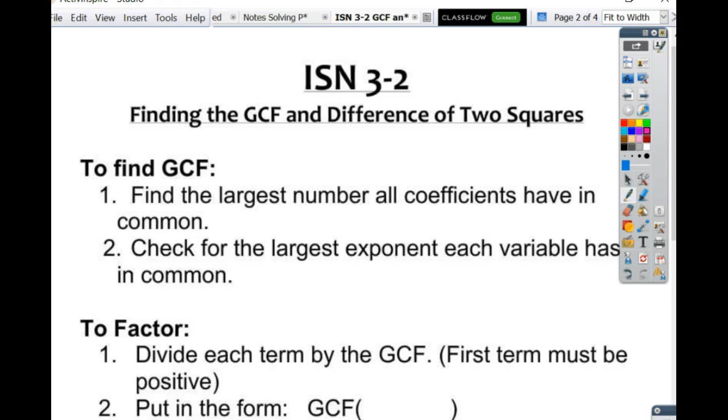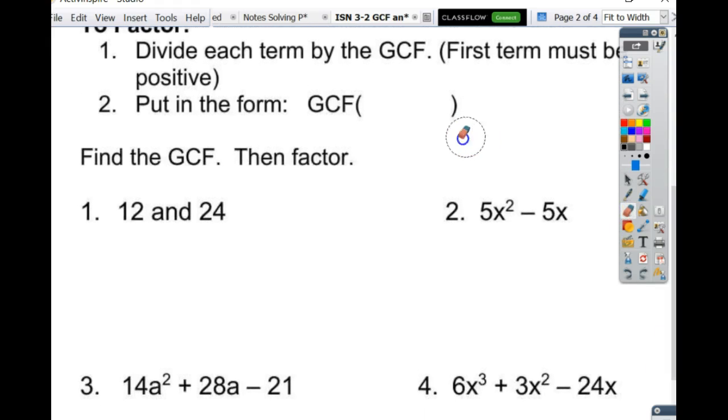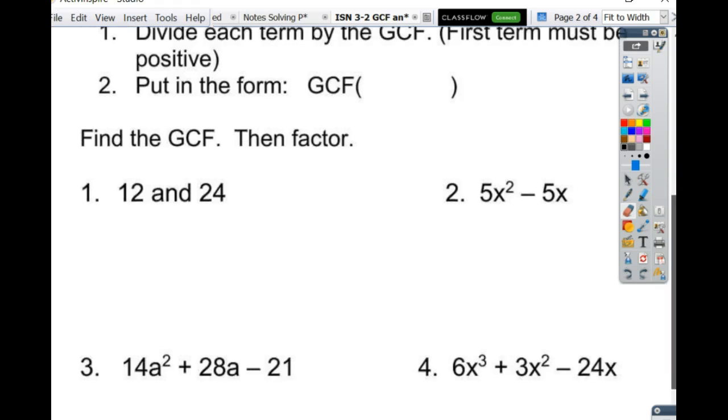So, greatest common factor. In your own words, what would a greatest common factor be? How would you define it? So it's the biggest number they all have in common. All right? So, we're going to do two kinds of factoring. We're going to do greatest common factor, and then we're going to do sum and difference of squares.